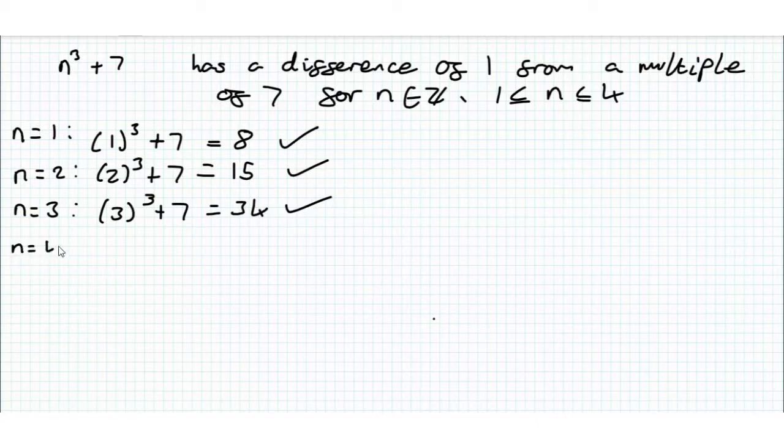And when n is equal to 4, we got 4 cubed plus 7, and that is equal to 71, which is 1 more than 70, a multiple of 7. So that's our proof. Like always, we'd write some sort of qualifying statement, but that's about it.